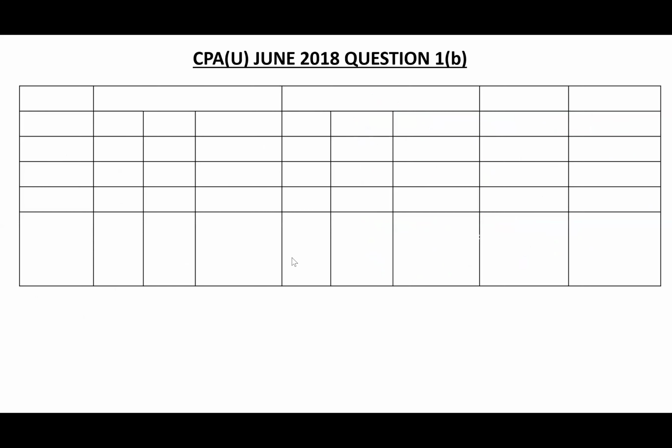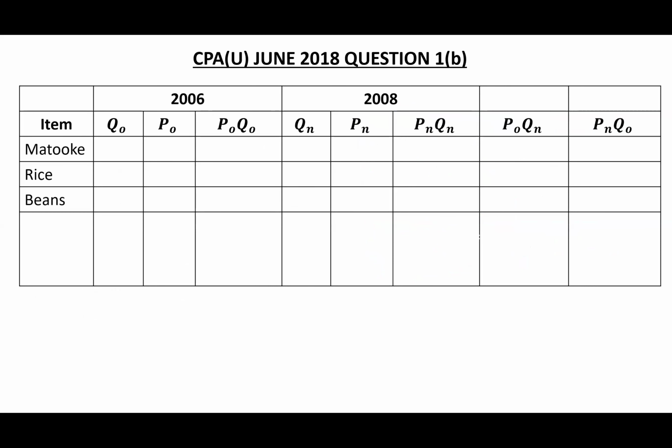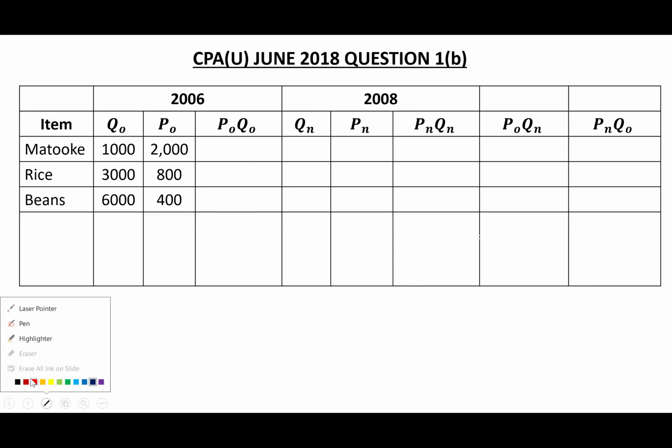Okay, so let's go to the table. We shall have our two years, 2008 and 2006, and the commodities matoke, rice, beans. I will start with 2006. Q naught and P naught are there, so I need from you the summation P naught Q naught.